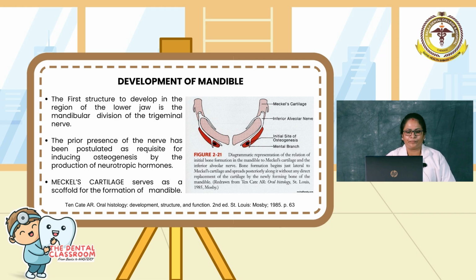ossify into the mandible. By the 6th week, intramembranous ossification begins near the inferior alveolar nerve, and the bone spreads to form the body and the ramus of the mandible, creating a trough for the developing tooth buds. Thus, the mandible forms in close association with both the nerve and the cartilage. This is a striking example of coordinated growth.